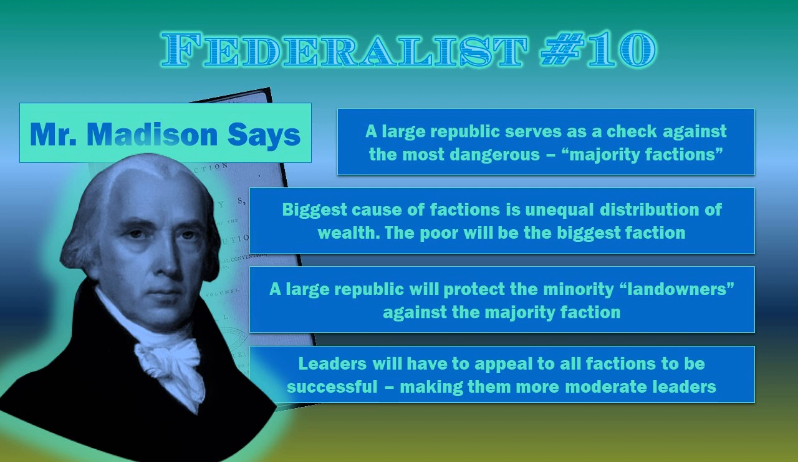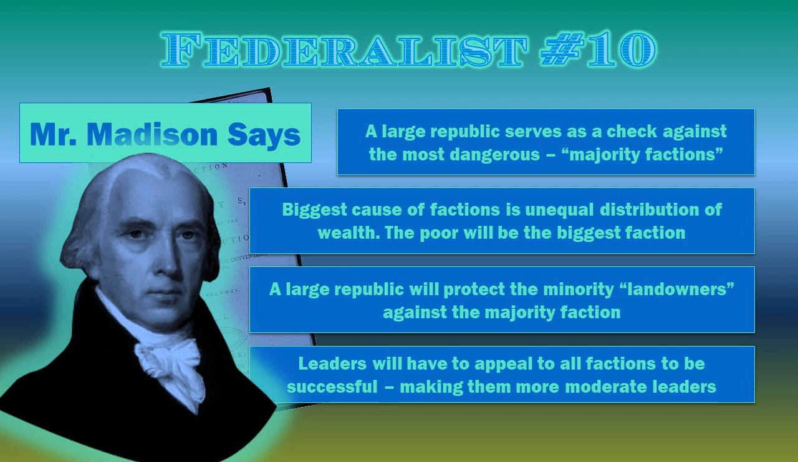So he thinks that the large republic would be able to protect the minority, in this case the wealthy landowners, against the majority faction, which in this case would be the non-wealthy regular people. Because the republic is designed to produce moderate government officials that are going to make decisions for us, that's going to prevent the majority faction, in this case non-wealthy people, from completely dominating the government.